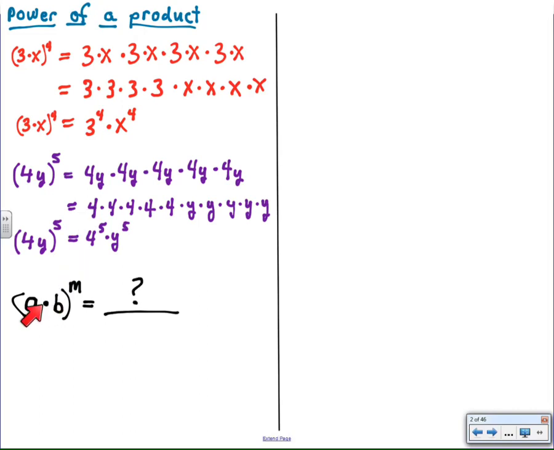Your job now is to generalize. If I have a times b to the m power, what is that equivalent to? And it's according to the power of a product shortcut that I've observed here.